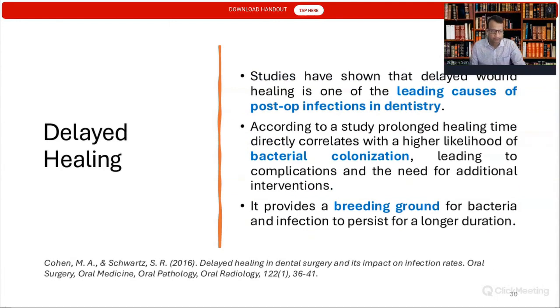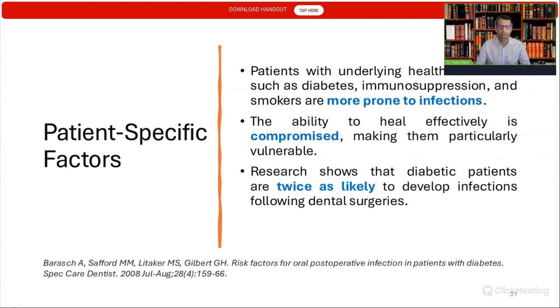Delayed healing: studies show that delayed wound healing is the leading cause of post-op infections. As we discussed, delayed wound healing gives more opportunity for bacteria to invade the surgical site, and hence there are higher chances of bacterial colonization. It provides a breeding ground for bacteria and allows infection to persist for a longer duration of time. Hence, delayed healing is the number one cause of post-operative complications after tooth extraction.